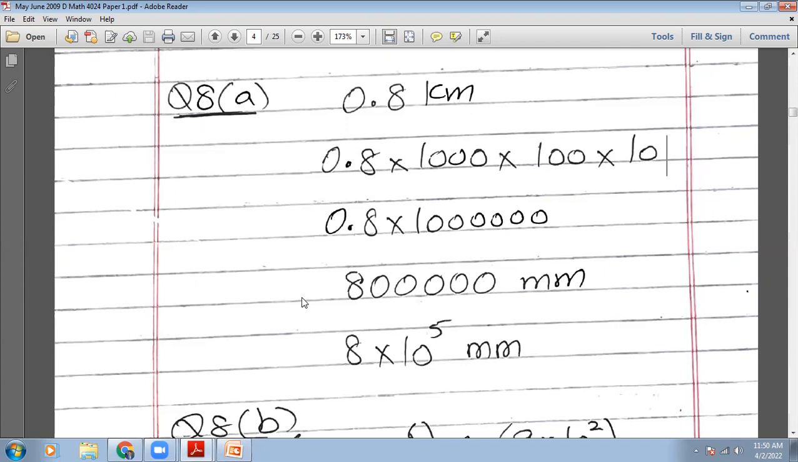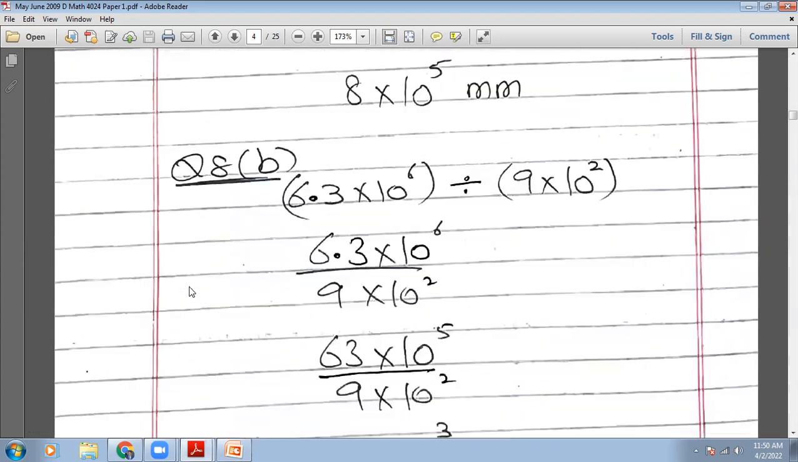Hope you understand. In 1 kilometer, there are 1,000 meters, and in 1 meter, there are 100 centimeters, and in 1 centimeter, there are 10 millimeters. So this is how I converted it.